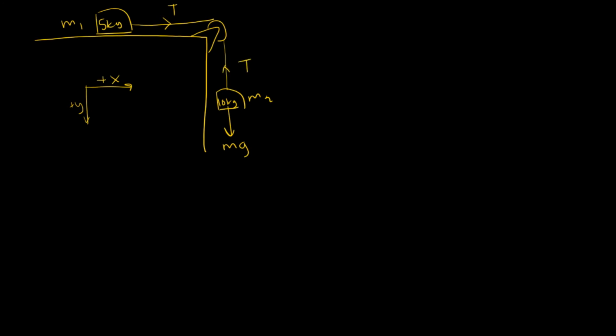If we write the sum of forces in the x direction, we would get tension equals mass times acceleration. The reason why tension is positive here is because it's going to the right, which is positive, as we labeled earlier. For the sum of forces in the y direction, we have positive mg because it's going downward, which we said was positive, and minus T equals ma.